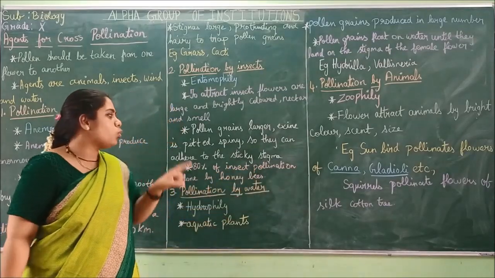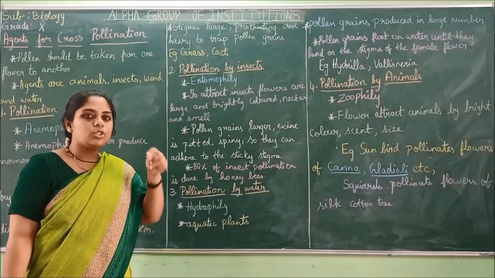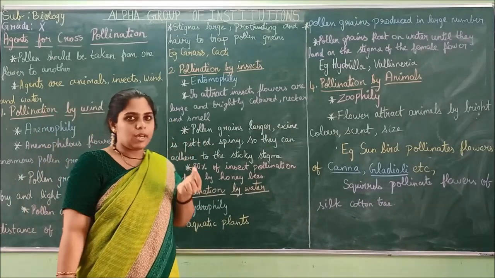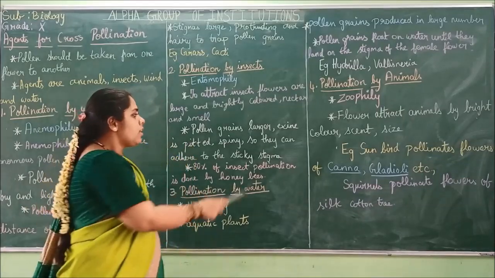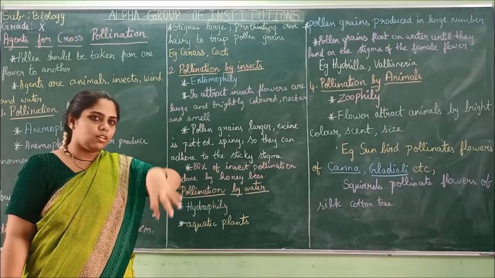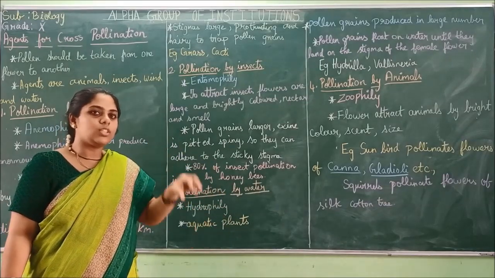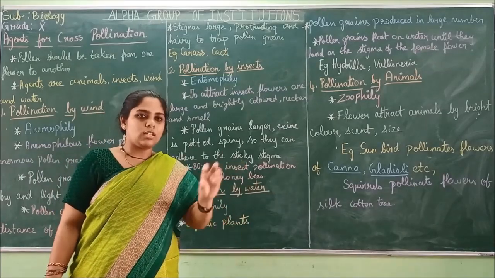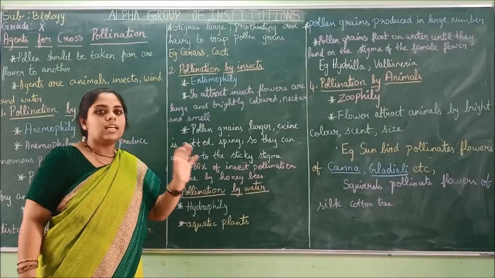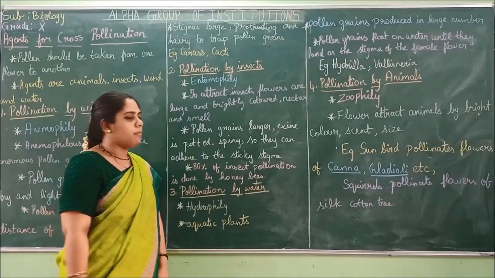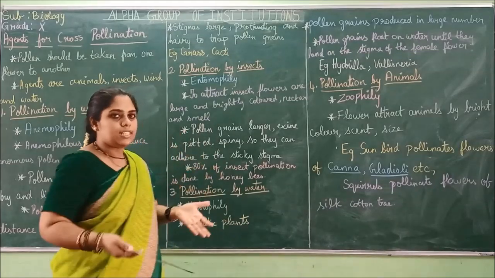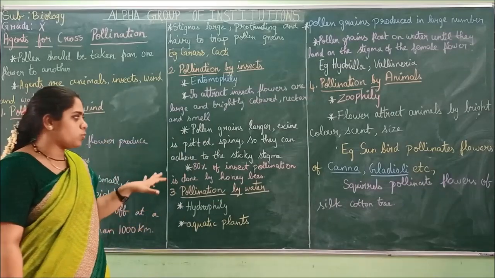The exine, the outer layer, should be pitted, meaning it should be hollow. It should be spiny, it should have spines. When the insect goes to the gynoecium, the pollen will get stuck. That is why spines should be present, so that they can stick to the sticky stigma. So for the convenience of insect pollination, what characteristics should be present?